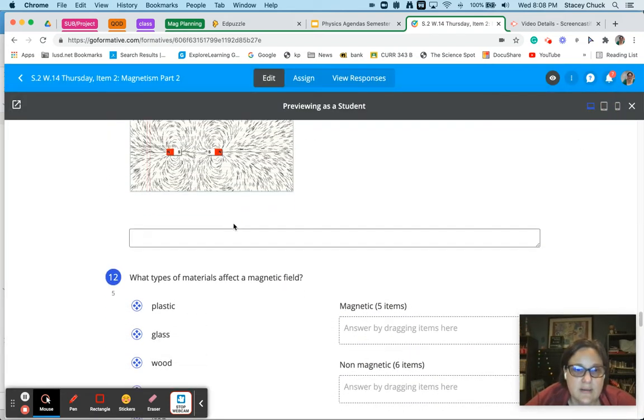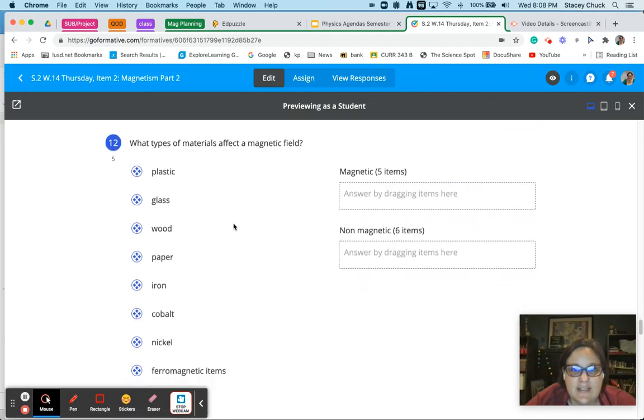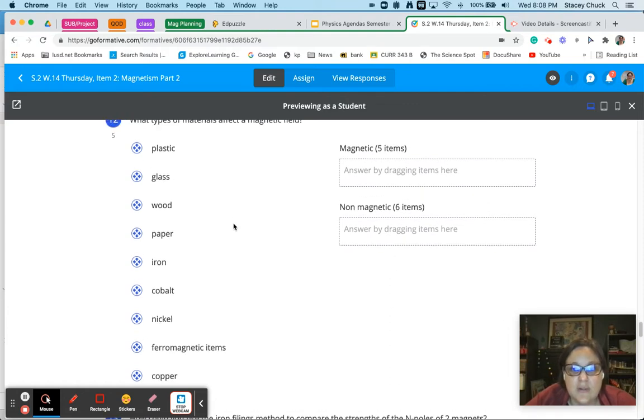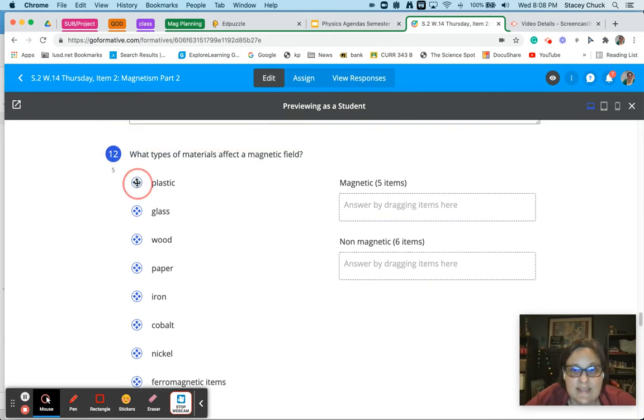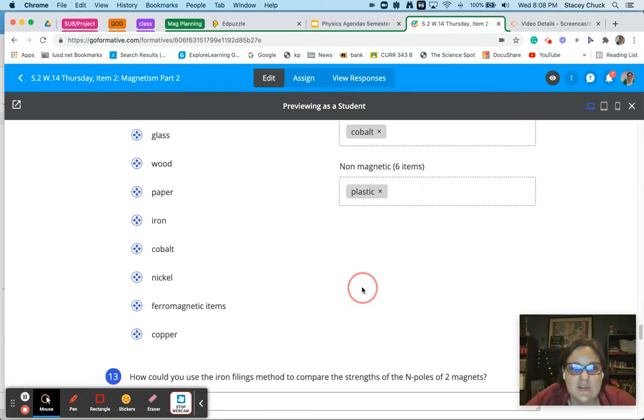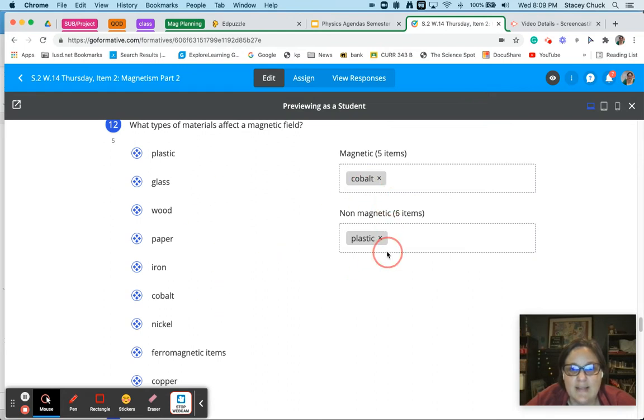All right. What types of materials affect a magnetic field? So you have 11 items to sort into either magnetic or non-magnetic. So for example, plastic is non-magnetic and cobalt is magnetic. There are 5 items on this list that are magnetic, and there are 6 that are non-magnetic. So you're going to sort those into the correct spots. If you need to refer back to the Gizmo lab to remind you, go for it.